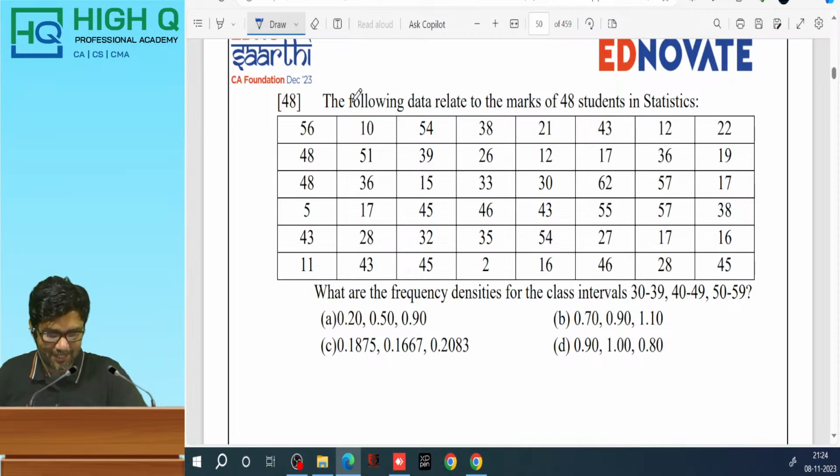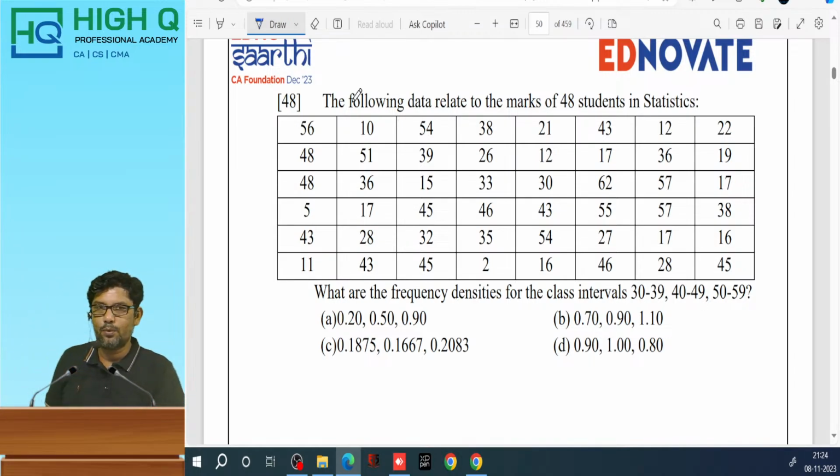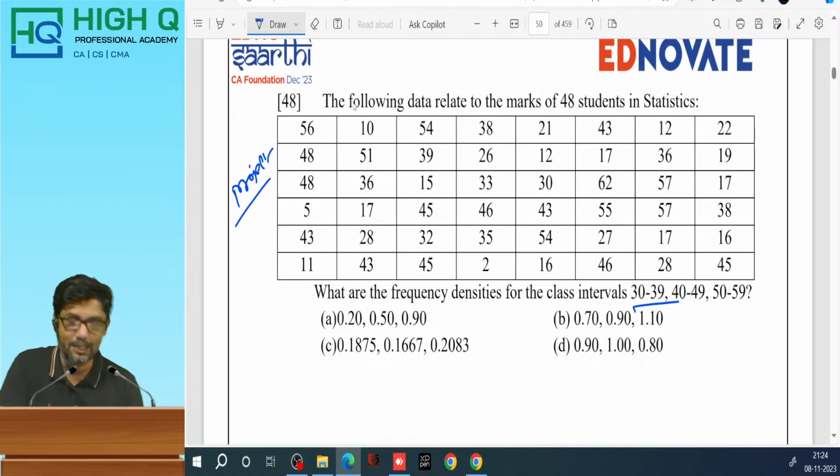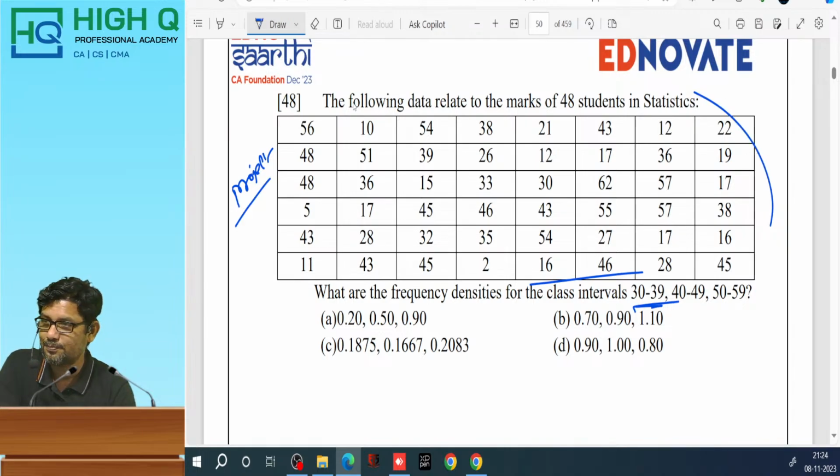Now the following data relate to the marks of 48 students in statistics. What are the frequency densities for the class intervals 30 to 39, 40 to 49, 50 to 59? You know frequency density. What is it? Frequency divided by class length. Now 30 to 39, how many are there? Time-consuming question. This one also is for you as a project. Take a screenshot. I'll tell you how to do it. Count how many of the numbers are between 30 to 39, divided by class length. Check it.